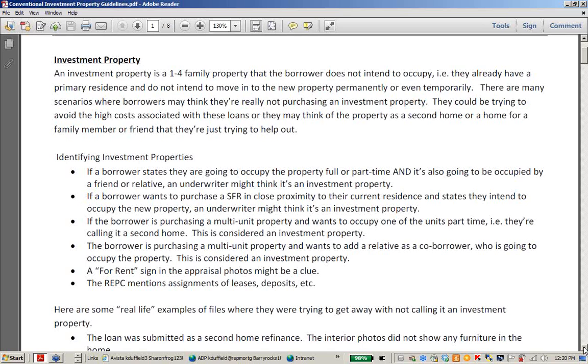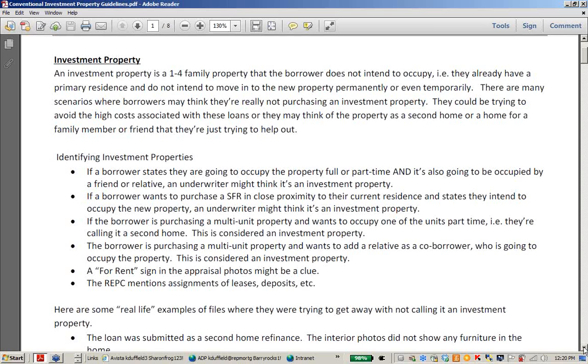Other things in the file, besides the scenario itself, could be other clues. Maybe a for rent sign in the appraisal photos. I've seen that in the past. I haven't seen it a lot recently, but I used to see it a lot. If you get a RUPSI and it mentions assignments of current leases or deposits, etc., that's a clear sign that we're probably working with an investment property.